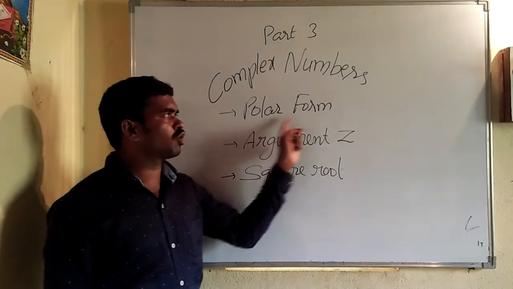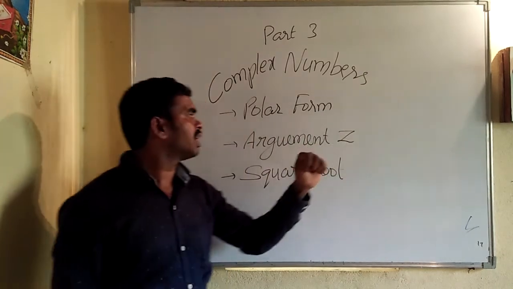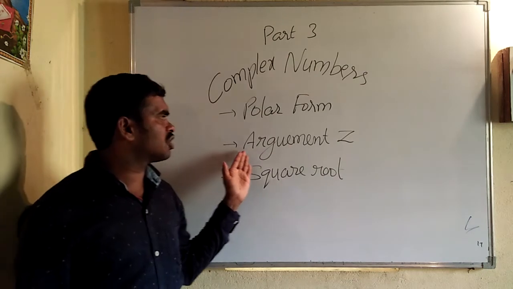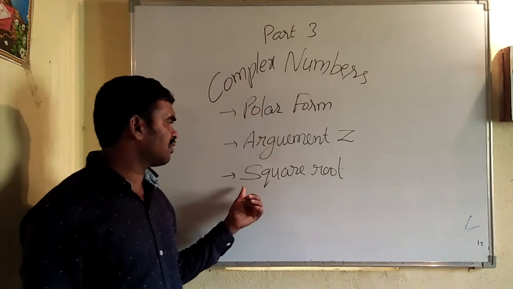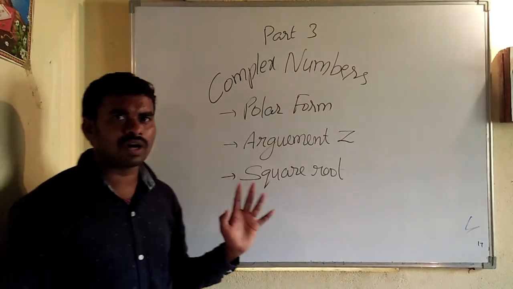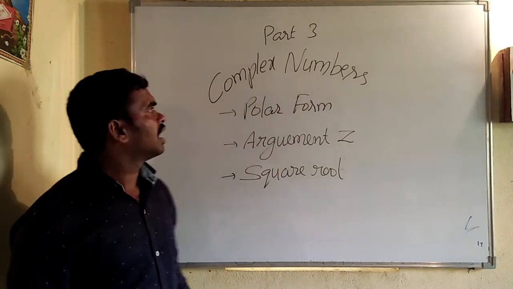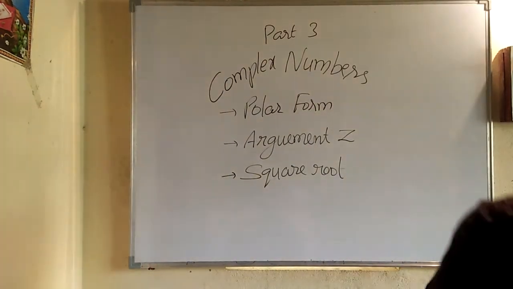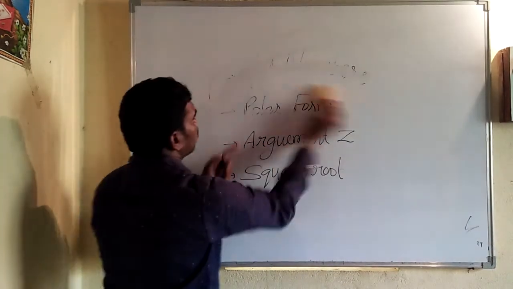In this we discuss polar form, also called modulus amplitude form, and this is very important for our exam. The next concept is argument z, which belongs to polar form, and the remaining one is square root. In part 1 and part 2, 16 very short questions are completed, and now we are going to the 17th question. Before entering the 17th question, what is polar form?